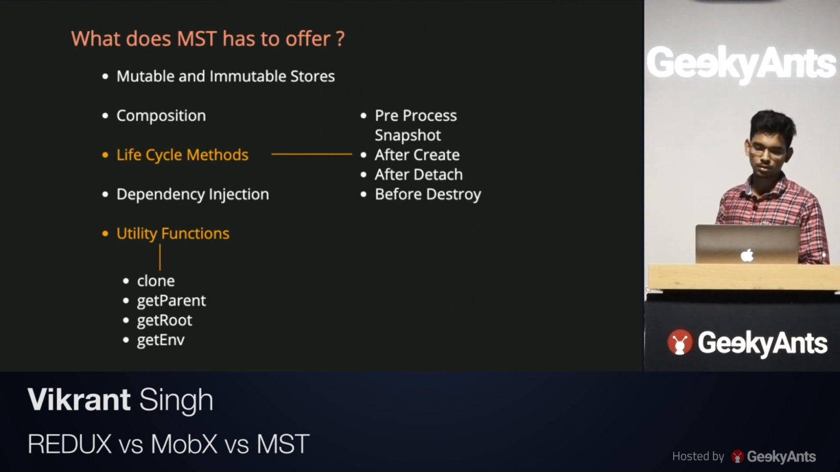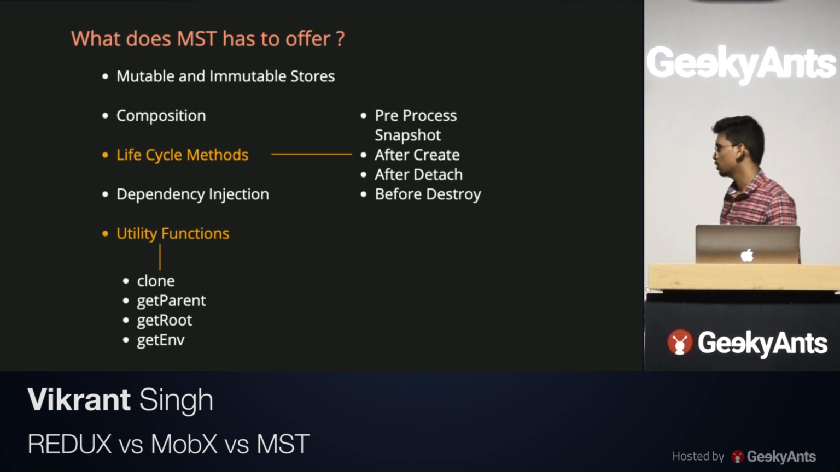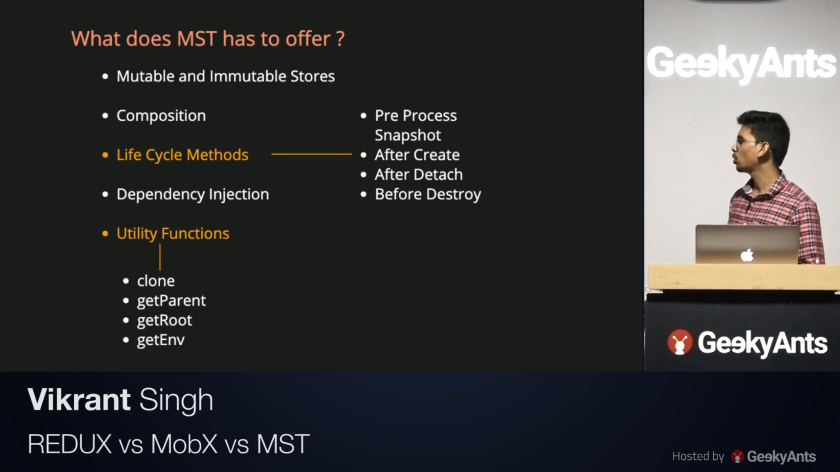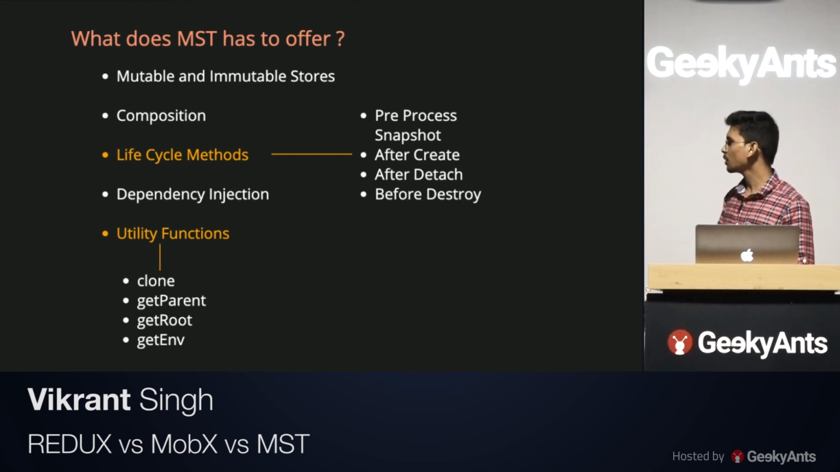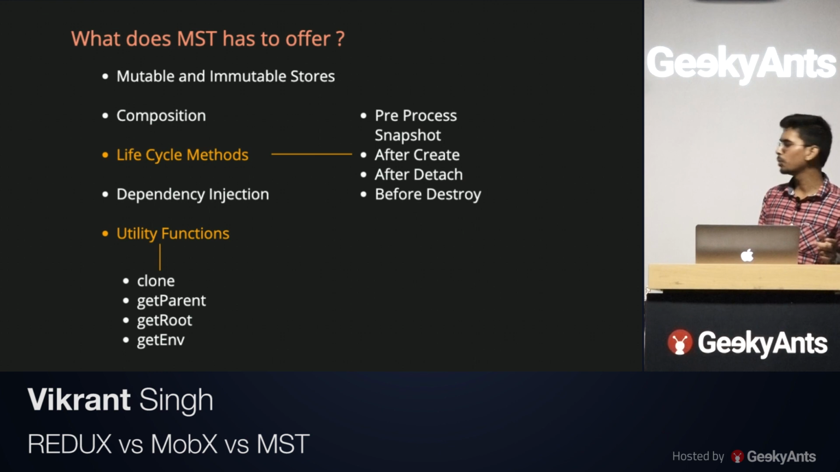We're going to discuss just in a few seconds. And MST also has the concept of utility functions. So MST provides us with utility functions like clone. Clone is basically just creating a duplicate of your model, you can say a duplicate of your whole state tree. And we also have getParent and getRoot to navigate all those trees. Both of these functions are really very helpful when both of the stores want to communicate.